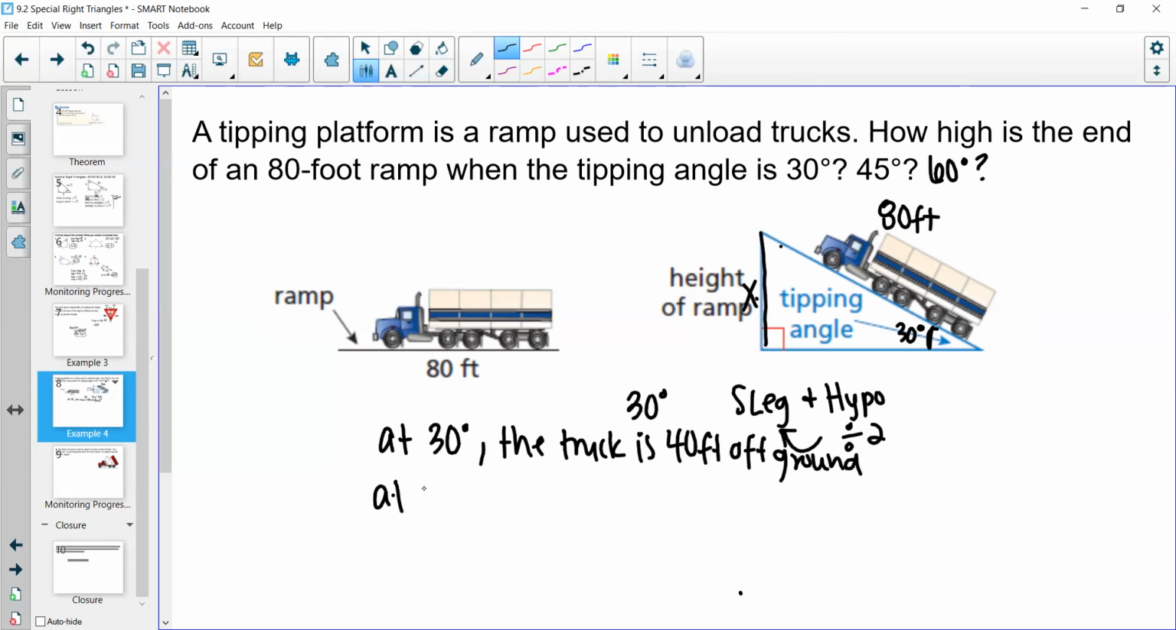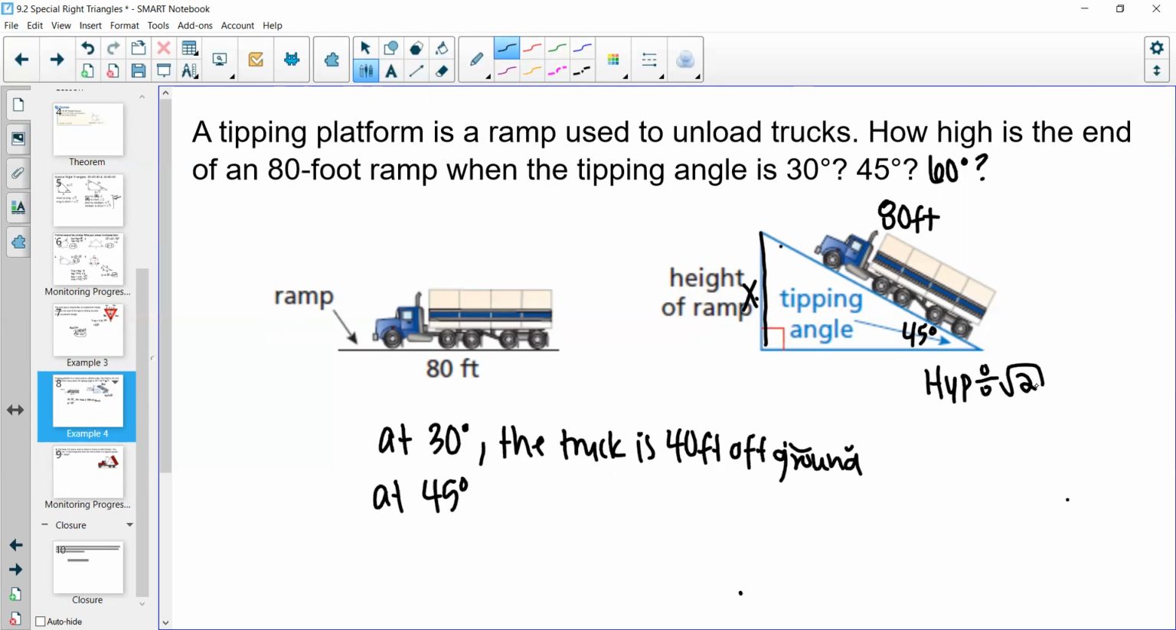Okay, what about if we were at 45 degrees? Now, when we're at 45 degrees, there's actually a different pattern that we're going to follow. So if this one was actually 45 degrees, the relationship between the leg of a triangle and the hypotenuse, if we know the hypotenuse, is that we take our hypotenuse and divide it by the square root of 2. Because remember, when it comes to a 45, 45, 90, the two legs are both whatever it is, and the hypotenuse is the length of the leg times the square root of 2. So to go backwards, we take that 80 and divide it by the square root of 2. And we end up getting that the height of the truck is 56.7 feet off the ground.